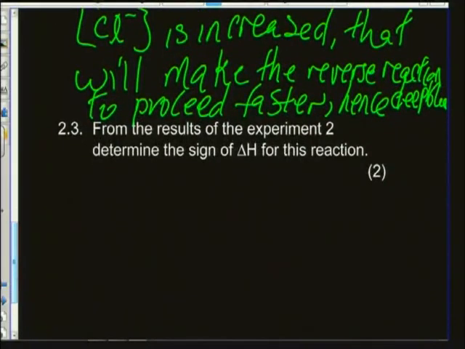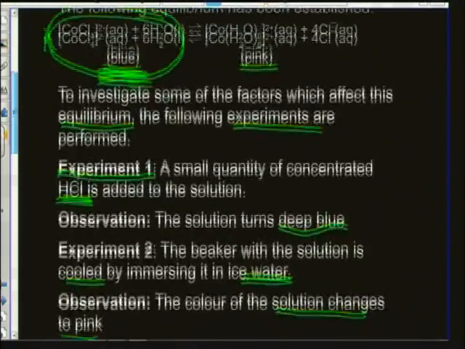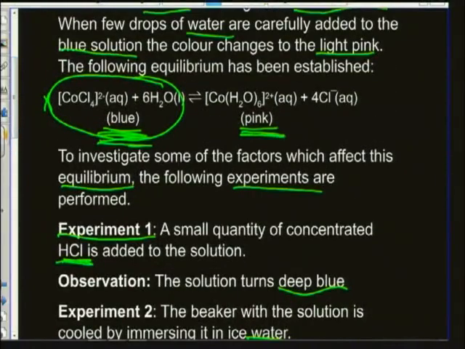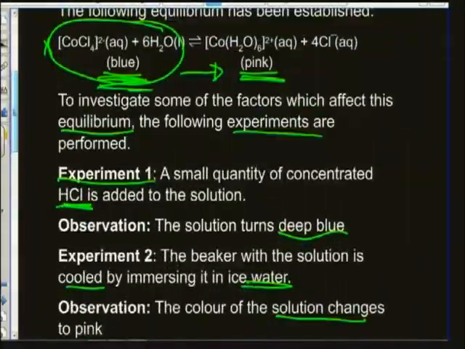Let's move on to the next question. They say, from the results of experiment 2, determine the sign of delta H for this reaction. In experiment 2, the beaker with the solution is cooled by immersing it in ice, and the observation is that the color of the solution changes to pink. Now, which reaction gives us the pink cobalt complex? The forward reaction gives us the pink cobalt complex. It means that the forward reaction was favored.